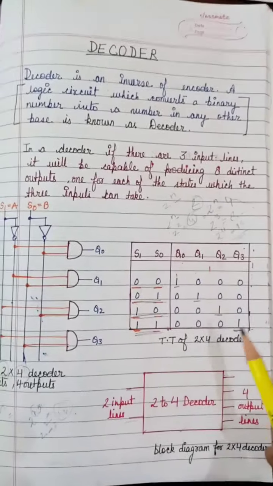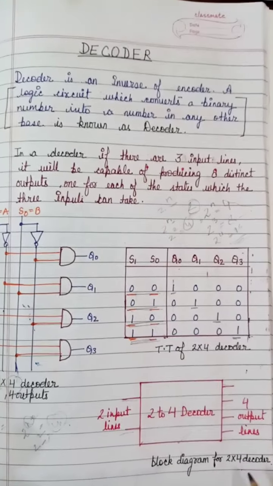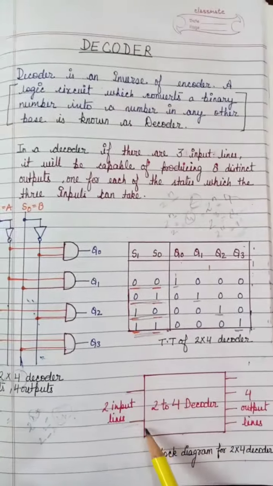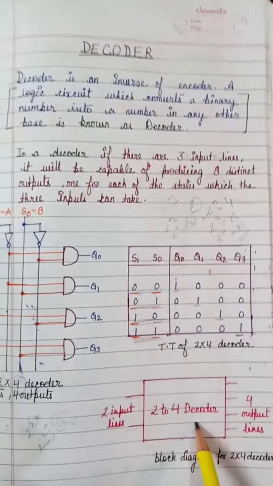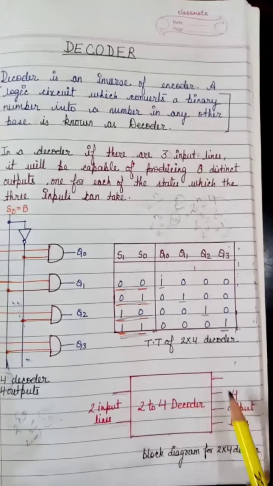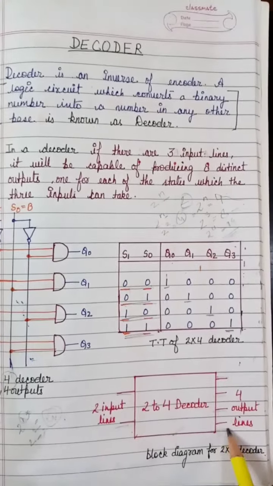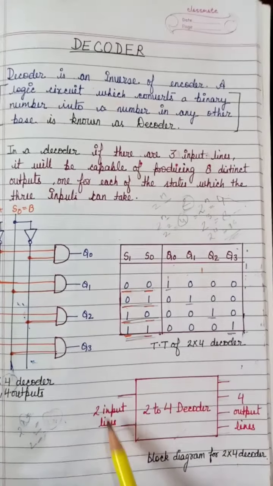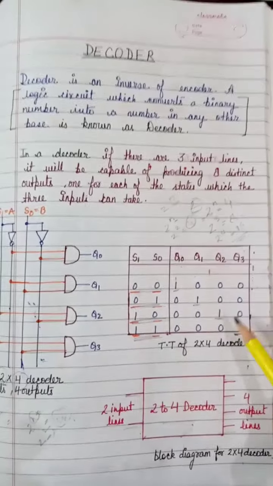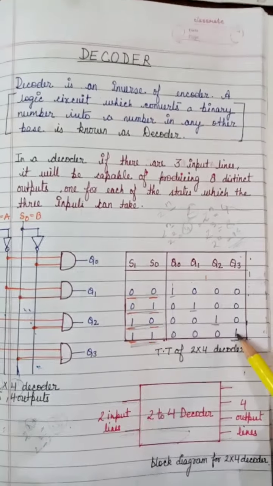Now come to the block diagram of 2 to 4 decoder. Just draw a box, a block, show 2 input lines and 4 output lines, 2 to 4 decoder. Fine.